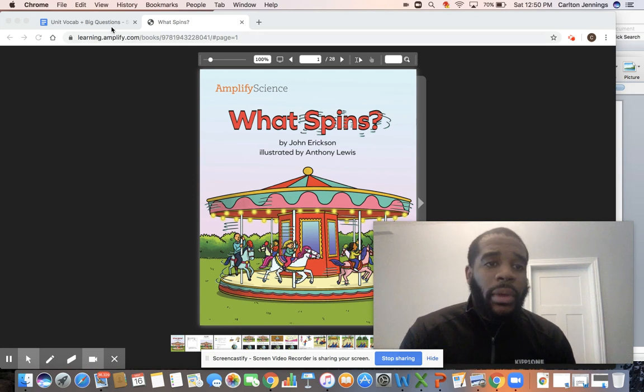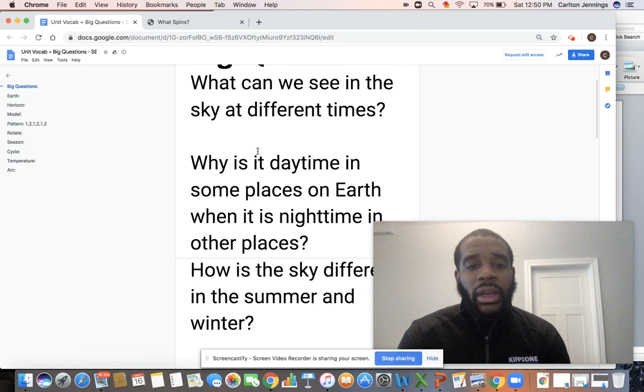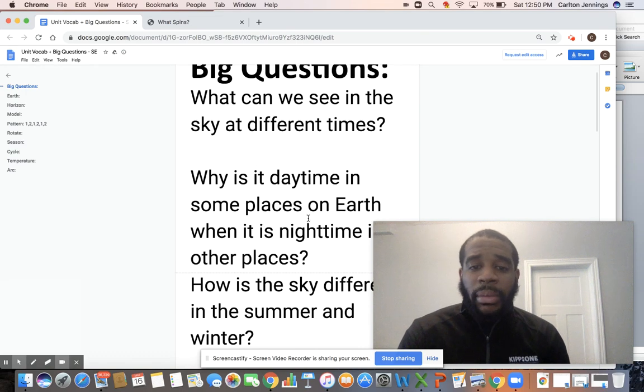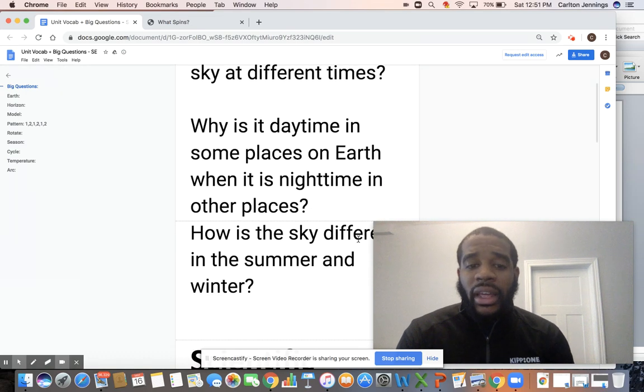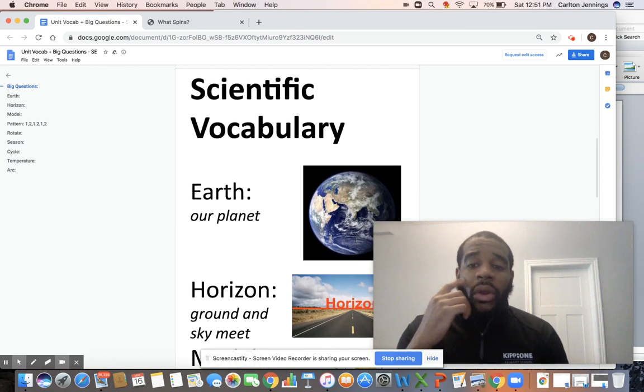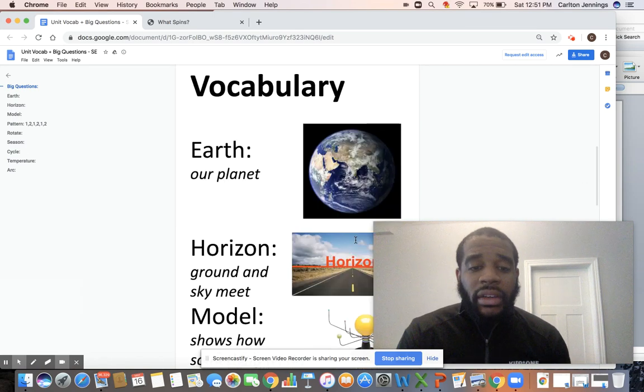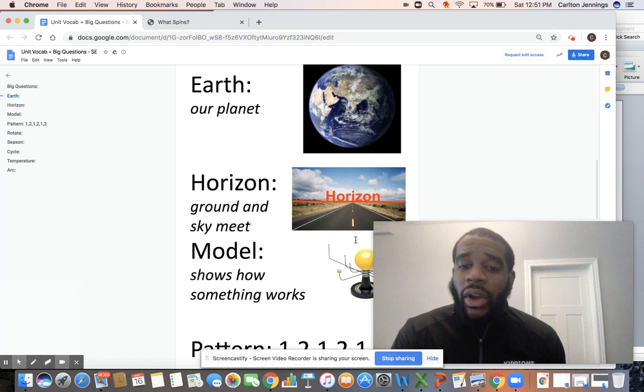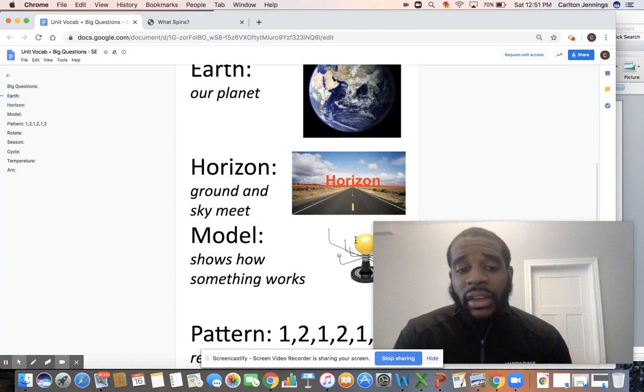We're going to look at our big questions here. Our second big question is, why is it daytime in some places on Earth when it is nighttime in other places? Our scientific vocabulary: Earth. Earth is our planet. This is the planet we live on. Horizon, where ground and sky look as if they are meeting.